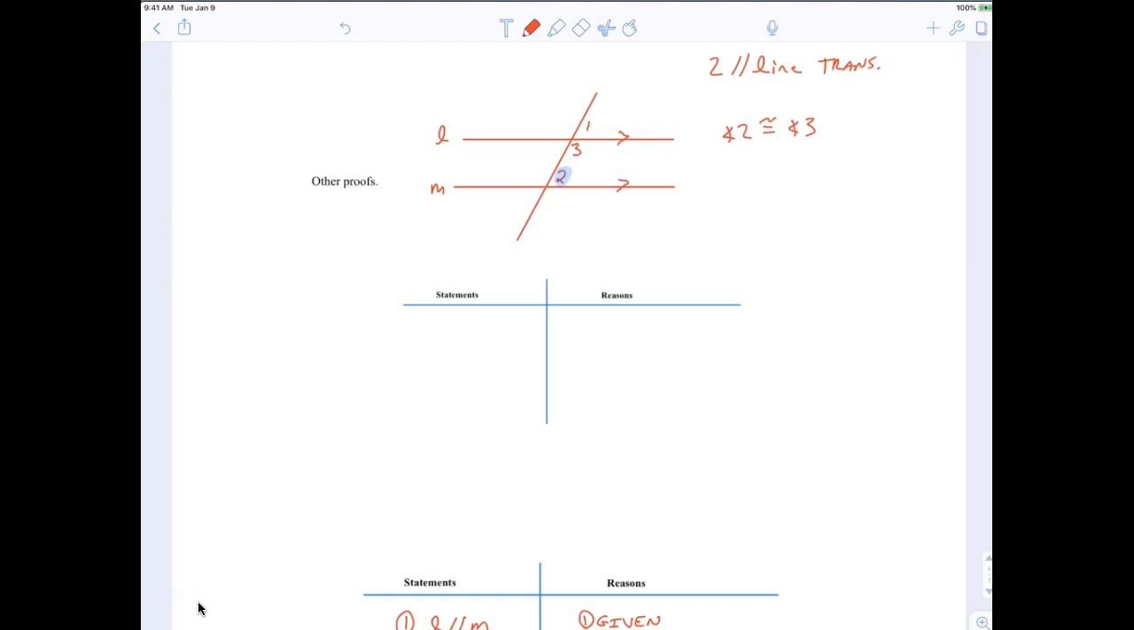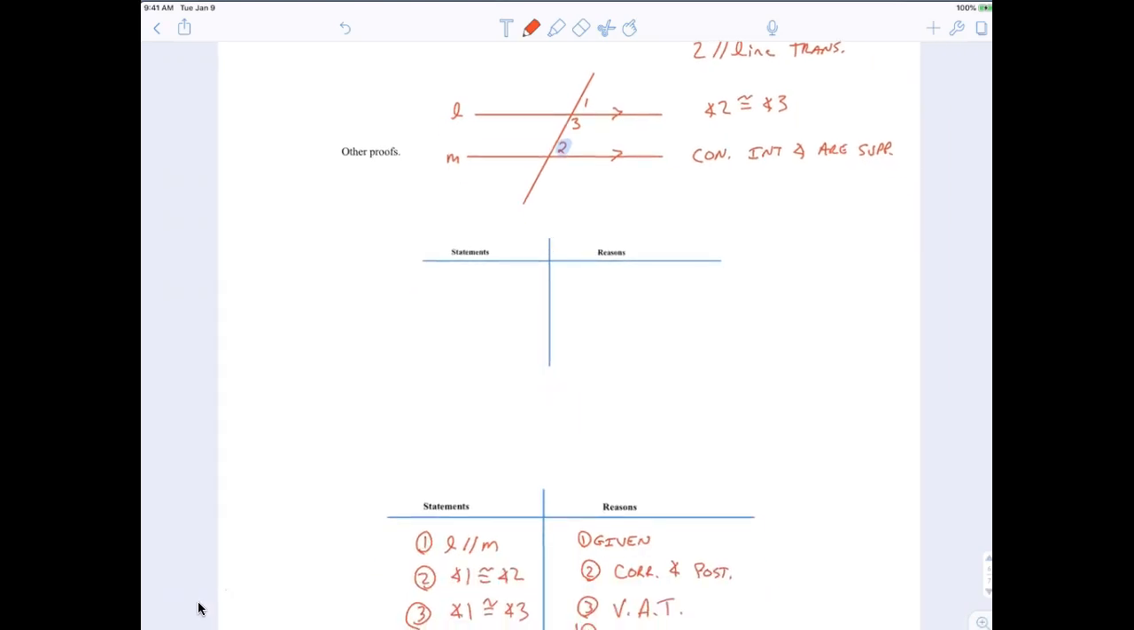Okay, so now I have to prove to you, and we're proving consecutive interior angles are supplementary. That's what we're doing. Consecutive interior angles are supplementary. All right, and of course the first part is going to be the same. Essentially, we have to always say that line L is parallel to M, and that again is just what? Given.